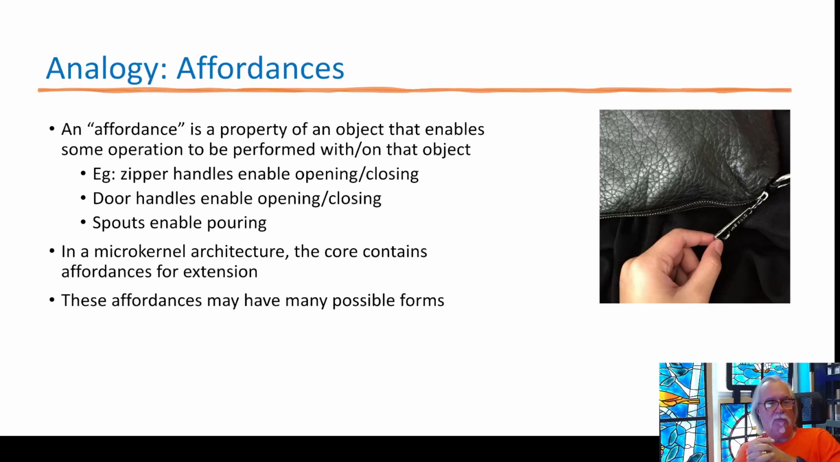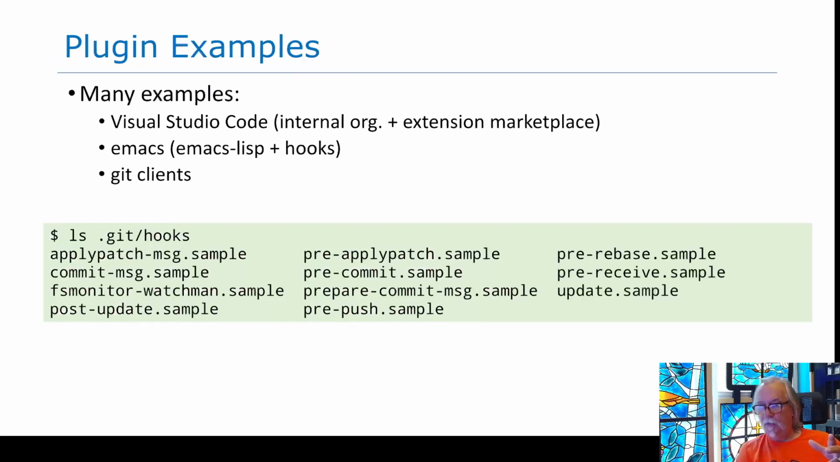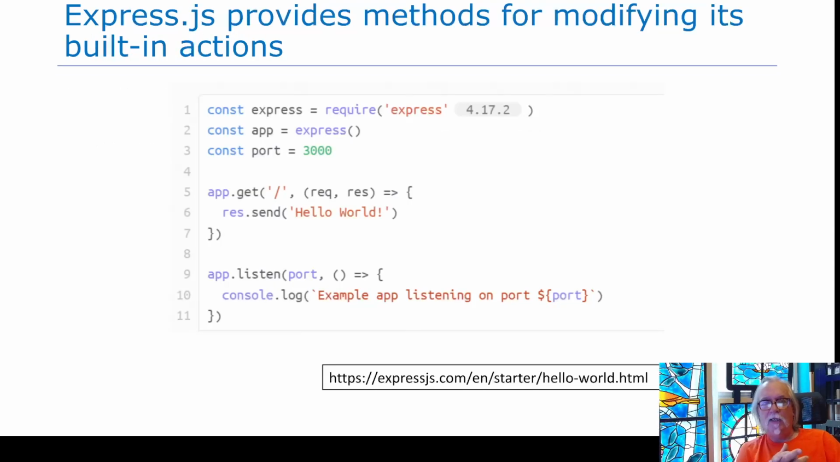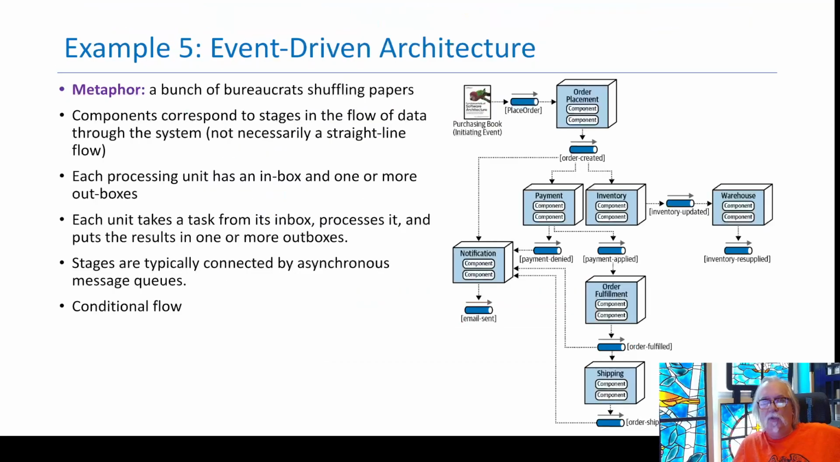So when you build something like Visual Studio Code, you build some affordances. You build ways for these plugins to extend it. Many examples: there's Visual Studio Code, as I said, Emacs, Lisps, Git clients. I believe Vim now has plugins. Express.js, when you set up your Express server, when you look at it in the calc sheet, you'll see that there's a whole kind of methods of processing the data as it goes through.